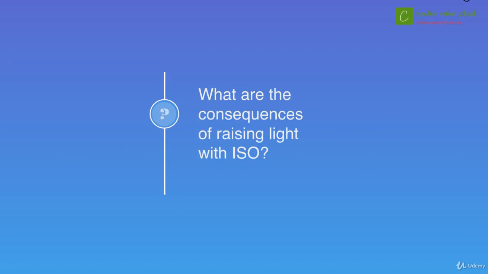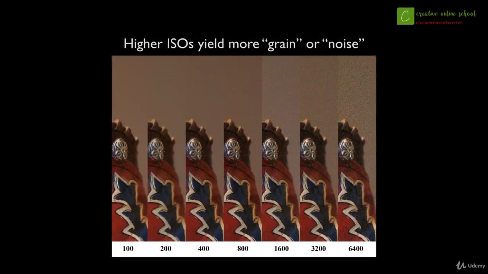So remember in the beginning when I told you that we're going to talk about these three pillars of the exposure triangle. Every one of them lets light in, but they also have a consequence every time we let light in. So what are the consequences of raising light with ISO? Higher ISOs are going to yield more grain or noise in your image. You see these visuals here from ISO 100 to 6400, and as we're getting up into the higher ISO numbers, you're starting to see grain or noise, you may have heard it called. It's basically flecks and mottling in your image and is ultimately a degradation of quality.